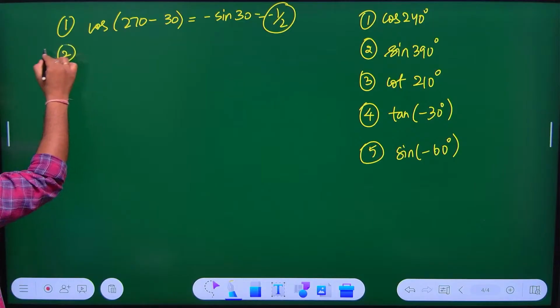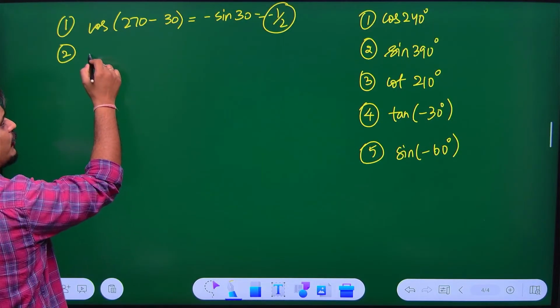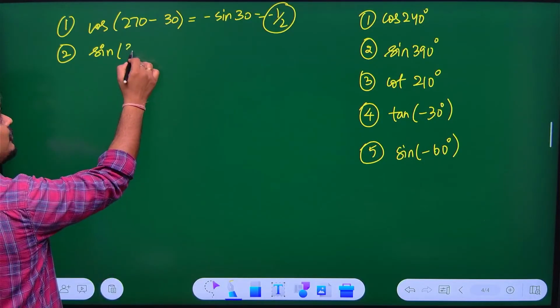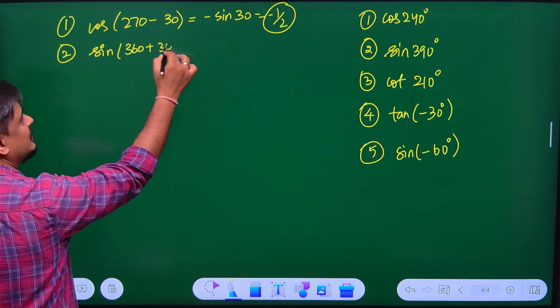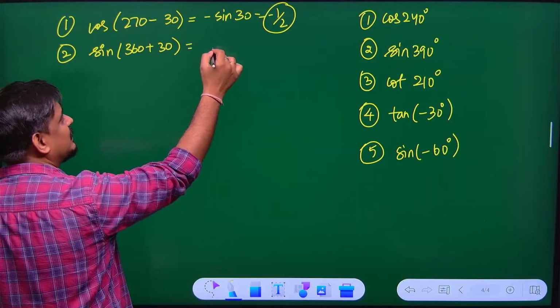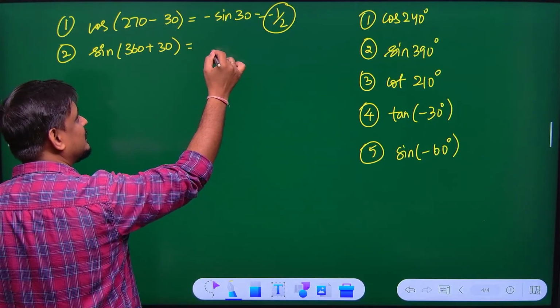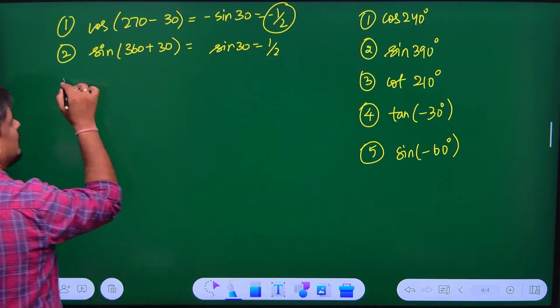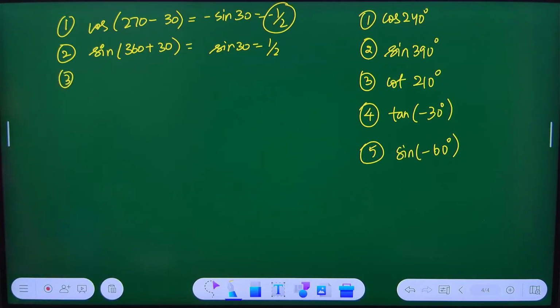Second question, Pranav, for you, how did you solve? Sin 360 plus 30. Which quadrant? First quadrant. Everything is positive. So what is the answer? 1 by 2. Yes, sine 30, which is going to be 1 by 2. Good.